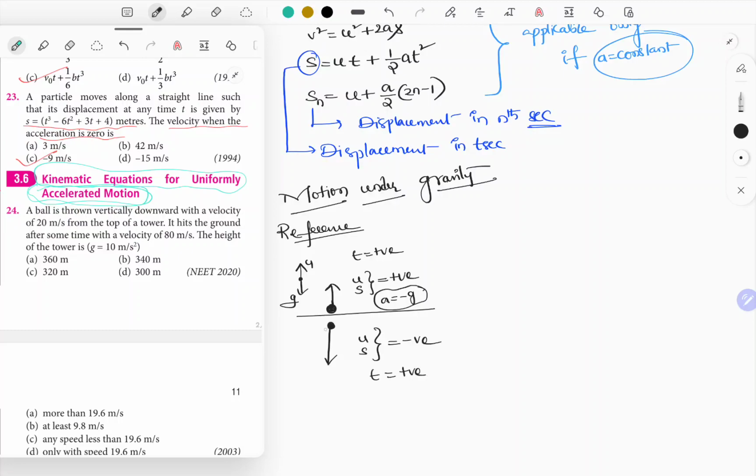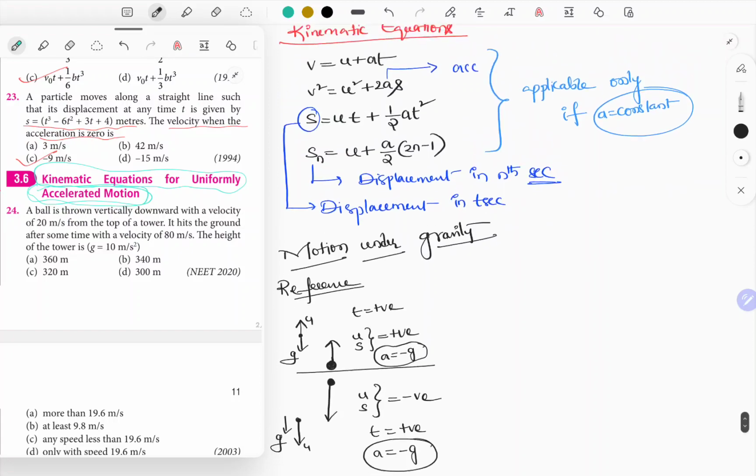So time is always positive. When the object is moving down, in this case also, the acceleration due to gravity is in the same direction, that means downward. Then I am going to consider acceleration due to gravity as minus g itself.